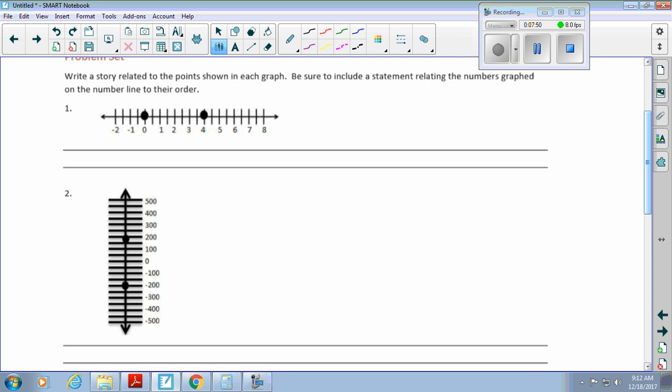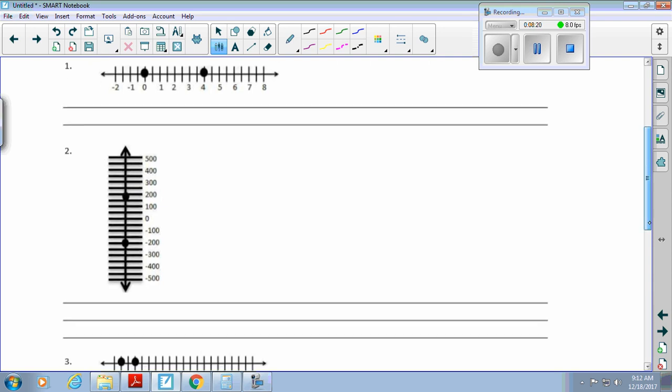So this is the number 4 and 0. Hopefully you could identify that. If not, please come see me for extra help. So 4 and 0. Who can give me a scenario that would deal with a positive 4 and a 0? Liz. My house is 4 miles away from school. All right, so what would 0 be? The school. Technically, though, it could have been the other way around, right? So they're 4 apart, just like 0 and 4 are 4 apart on the number line. Very good. Let's move on to the next one.